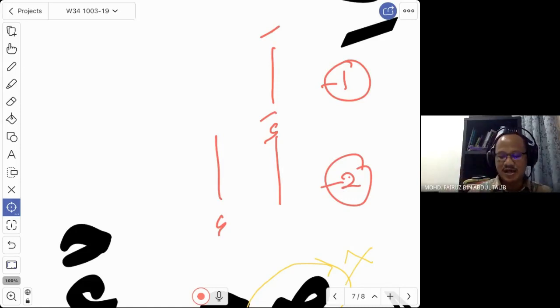The same sound. If you put a kasrah, then this is E. This is also E. If you put a dhamma, this is U. This is also U. So there is no difference in terms of the sound. So what is the difference then? Okay, this is the difference.